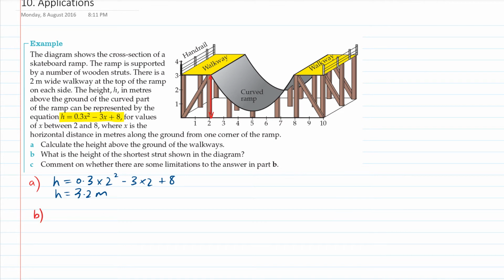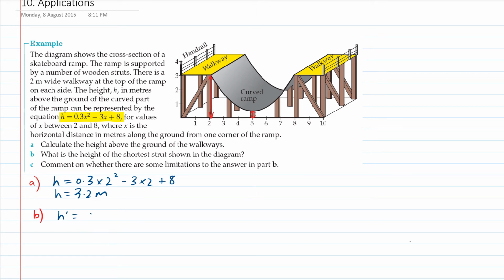So what is the height of the shortest strut shown in the diagram? That's this part here. That occurs in the middle, which is at 5. But to be certain, we would need to find where the minimum occurs, so we really ought to differentiate.